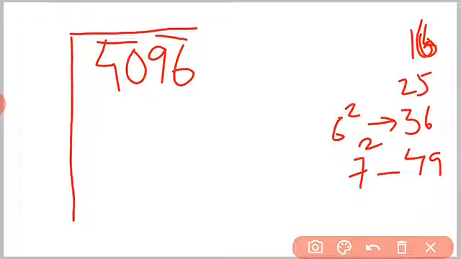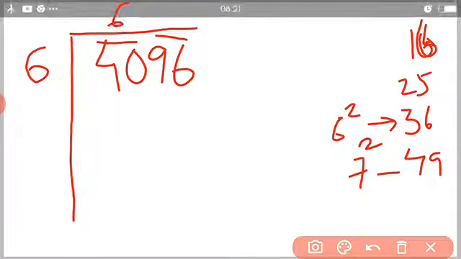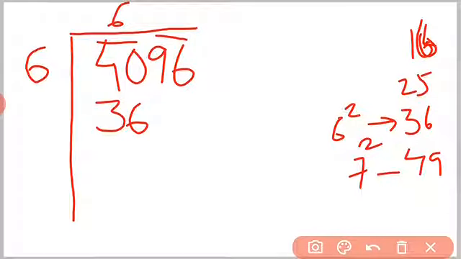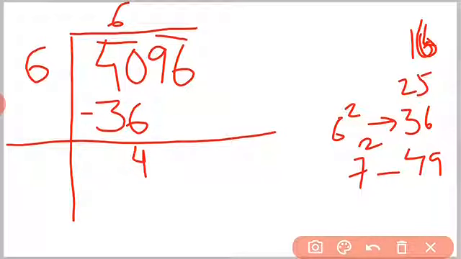So we see that 36 is less than 40 and it is a square number. We have to choose only the square number in the first step. So what should be the divisor? Yes, 6 should be the divisor, and with what number should it be multiplied to get 36? Yes, it should be multiplied with 6 to get 36. Now subtract 36 from 40. What do we get? We get 4.